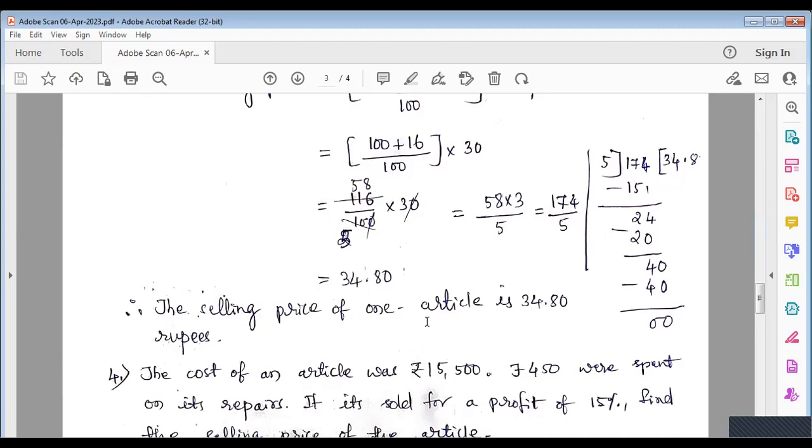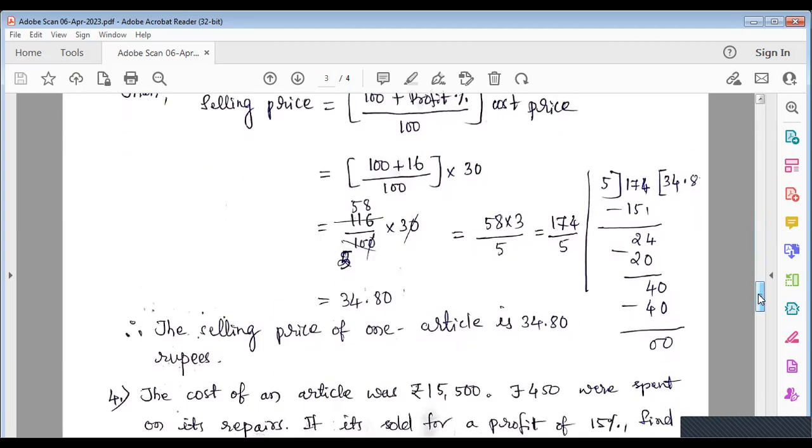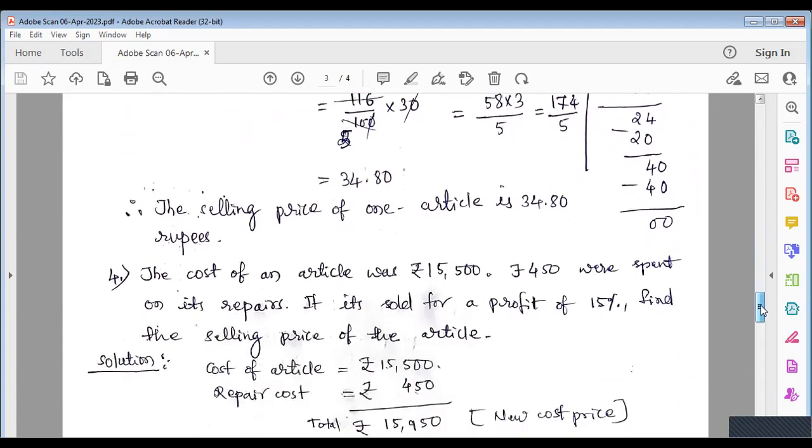34.80 rupees. That means he buys the article at a cost price of 30, but he sells that article with a profit of 16%. So with that 16% profit, the selling price will be 34.80. In this way, whatever the problem may be, we have to convert everything in terms of profit, loss, selling price, cost price in this chapter. Then only we can use these formulas and solve it very easily.